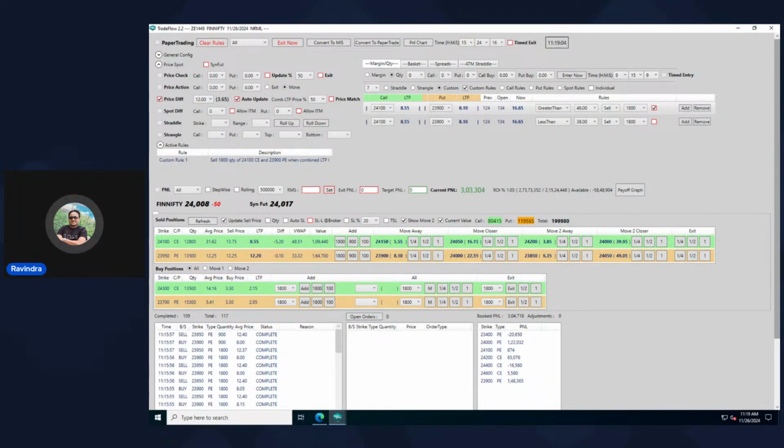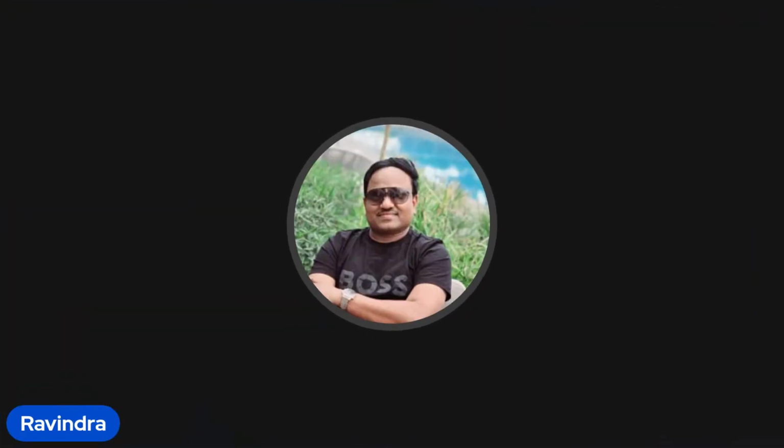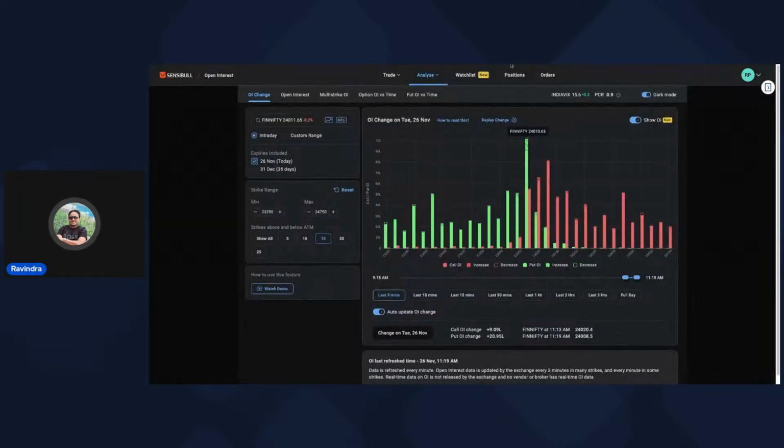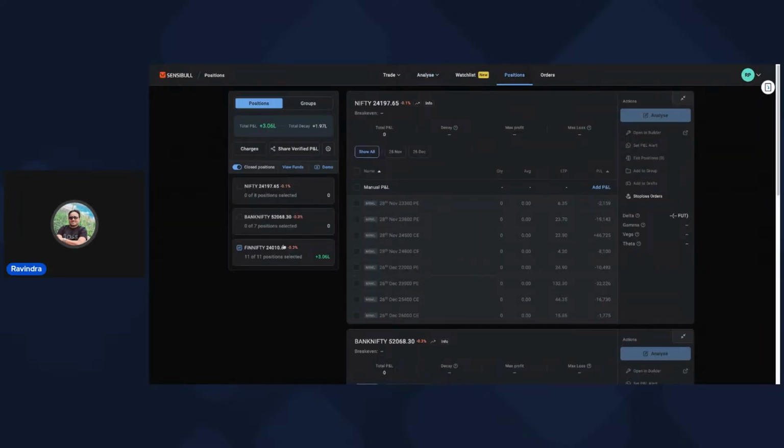So this is not the dashboard. I actually use a tool called Trade Flow. That is the tool, and I execute every order through this one. If you are keen, I can show the Sensibull itself. But this is not Sensibull. If you are very interested, let me show the Sensibull. All right, so this is the open interest, and these are all the positions that I have right now.